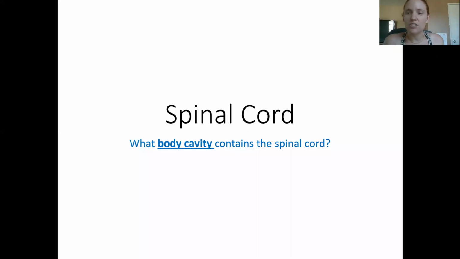Hi everyone, so here we are, and this is the very last piece of the central nervous system lecture, and now we're going to be looking at the spinal cord. So remember, the central nervous system includes the brain and the spinal cord. So let's look at the spinal cord.